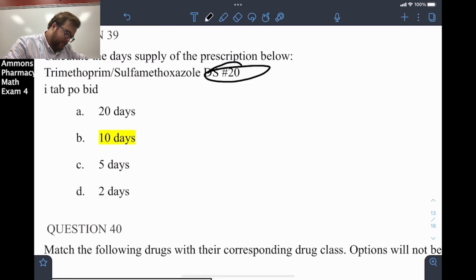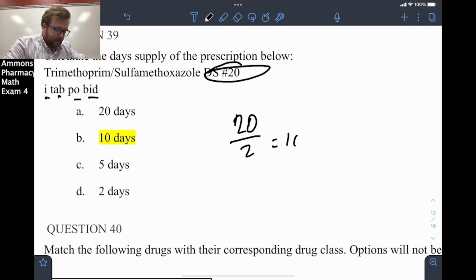So we're giving him 20. He takes 1 tab by mouth daily. So he takes 2 a day. So 20 divided by 2 is 10.